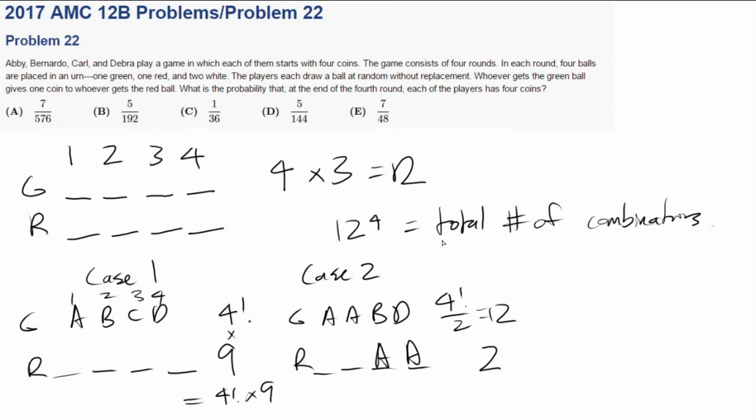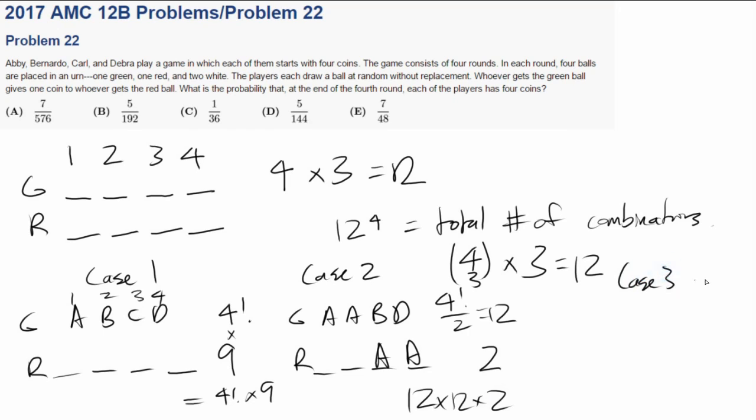So how many ways can we choose a set of 3 people and choose one of them to get 2 green balls? That's simply 4 choose 3. You choose 3 people, you leave one out, times 3, because out of those 3 people you can choose one to get 2 green balls. So that's just 12. So this ends up being 12 times 12 times 2.